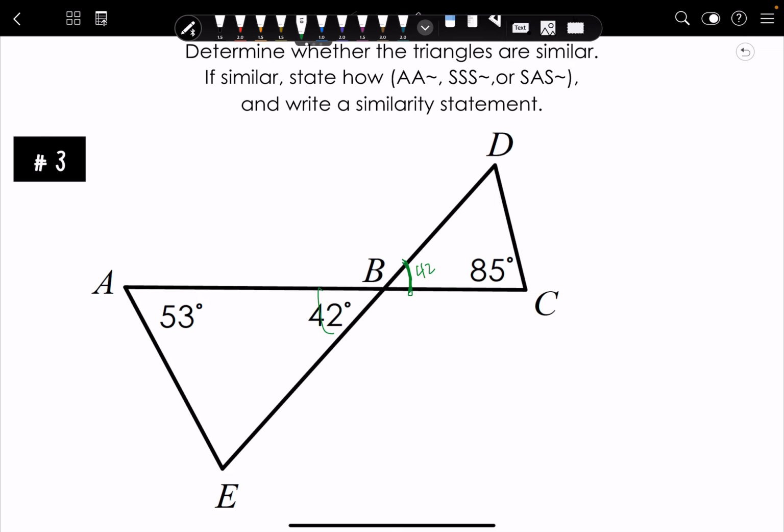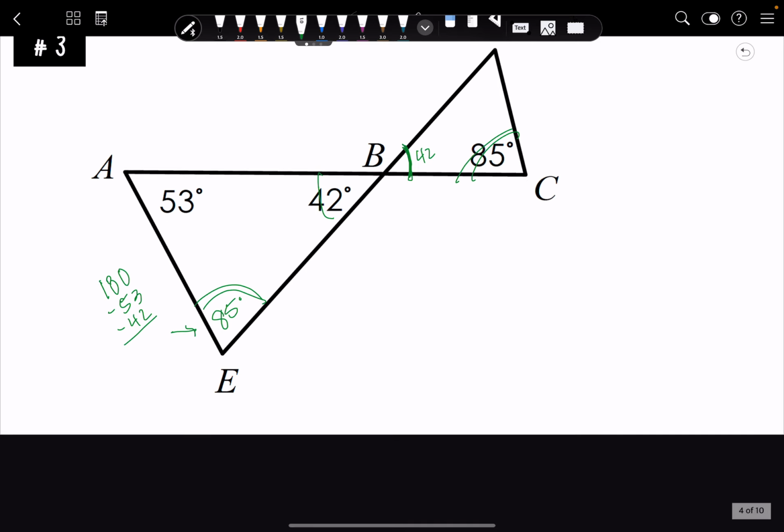We're only given 2 in each, so we're going to have to figure out what that third one is. 180 minus 53 and 42 is going to get us the answer of angle E. And when I type that into my calculator, I get 85. Well, now I know that these two are congruent, so I can move forward. So, lucky for me then, I can just say, oh, this is by angle similarity that these two triangles are similar. And it's going to be triangle ABE is similar to triangle DBC.